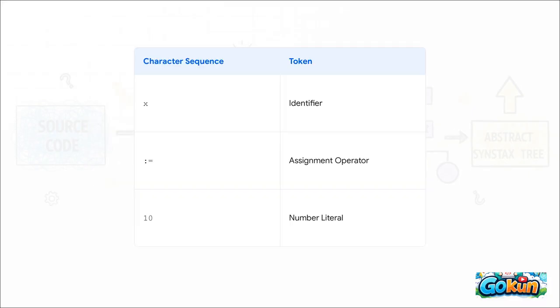And this is where the magic starts to happen. This is that grouping process in action. The compiler scans the text and spits out what we call tokens. So the single character X becomes a token called an identifier. The two characters colon equals get bundled together to become a single assignment operator token. And 10 becomes a number literal. You see, these tokens are the absolute smallest, meaningful building blocks of the language.